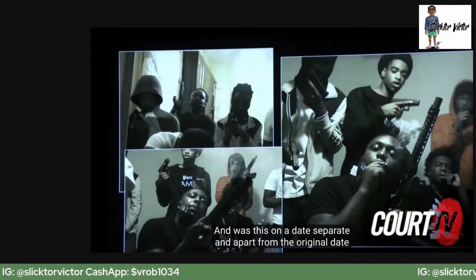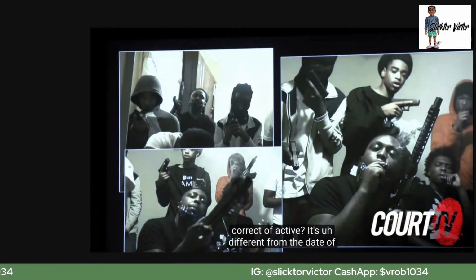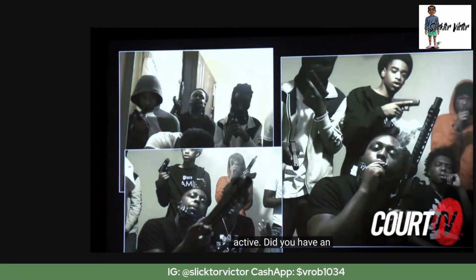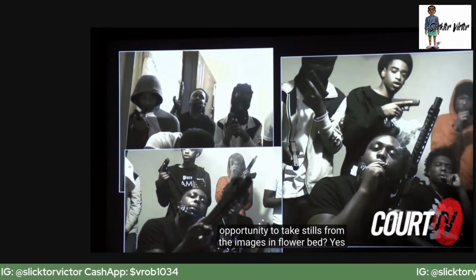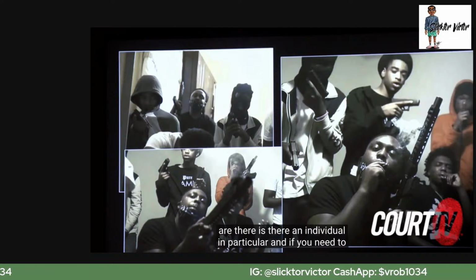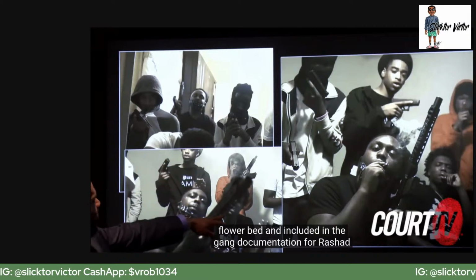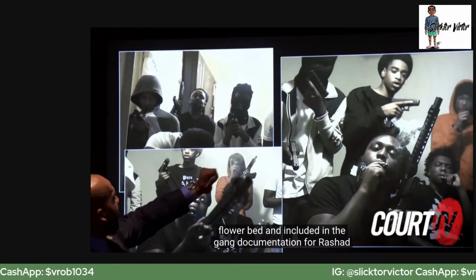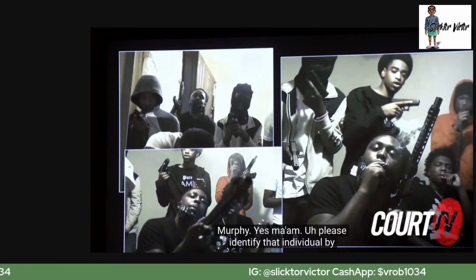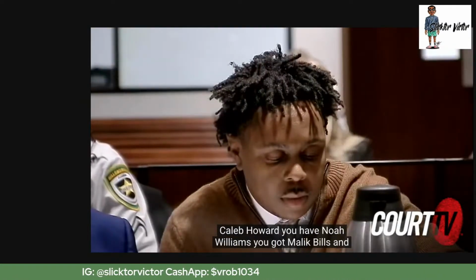Did you have an opportunity to take stills from the images in Flower Bed? Yes, ma'am. And is there an individual in particular, and if you need to stand, please do so, that you documented from Flower Bed and included in the gang documentation for Rashad Murphy? Yes, ma'am. Please identify that individual by utilizing the screen. So you have Caleb Howard, you have Noah Williams, you got Malik Bills, and then also Rashad Murphy. Has Malik Beals been killed? Yes, ma'am. He went by the name Leaky.